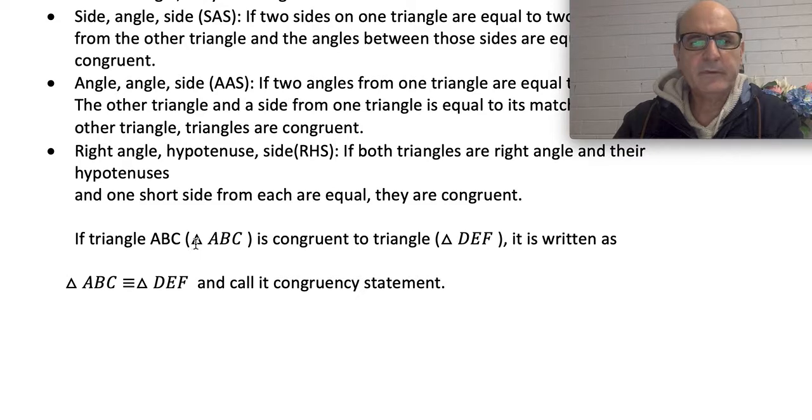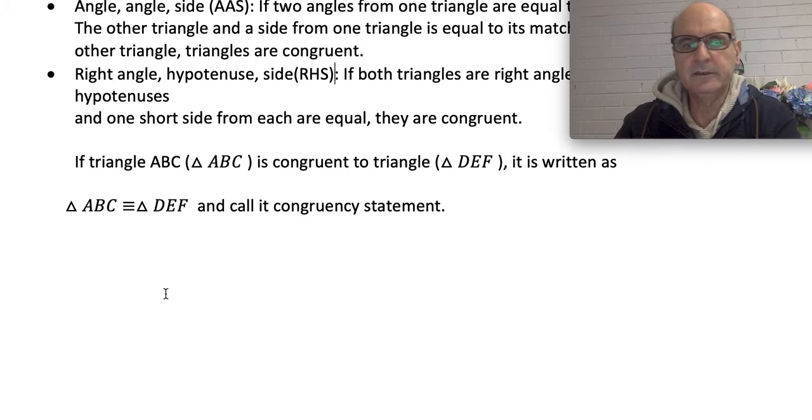And we show triangles with this small triangle sign. So rather than writing triangle ABC, we can write this sign, triangle ABC, and triangle DEF. And to say they are congruent, we need three horizontal lines, like equal, but add one more line. So triangle ABC is congruent to triangle DEF. That's how we read that.